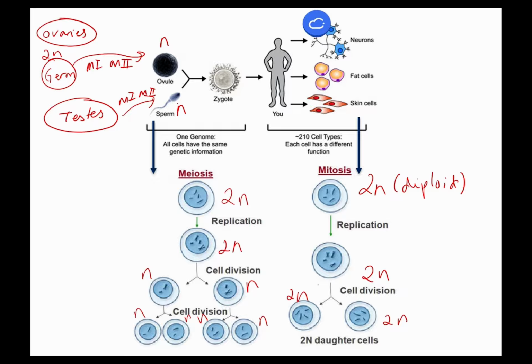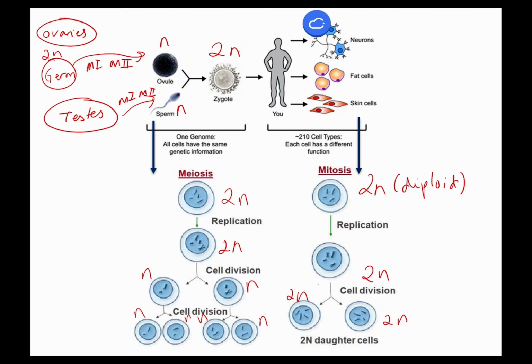N means you have one unique set of chromosomes, one unique set. Unique set means that each chromosome is a different chromosome. That's one set, right? So one set is coming from mom, one set from dad. That produces your 2N one-cell embryo called a zygote.